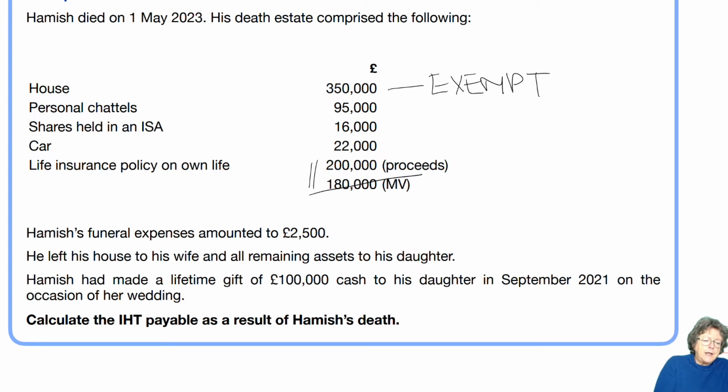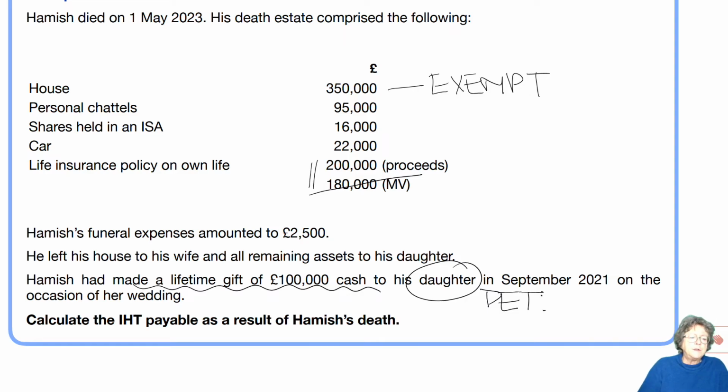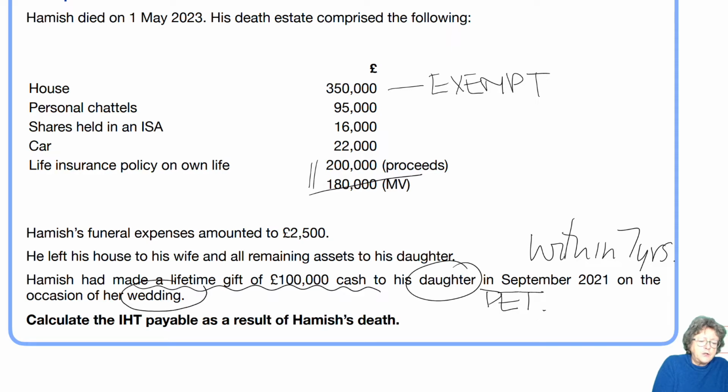Now, 1 lifetime gift, £100,000 cash to his daughter, so it is a PET. In September 21, which is within 7 years, so that's going to become taxable. Now, it's on the occasion of her wedding, so we need to make sure that we deal with that. We're going to calculate the IHT payable as the result of his death. I'm going to show you the model answer so that we can see how that looks.